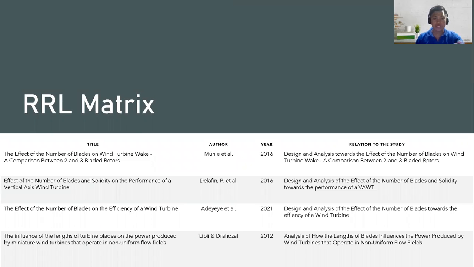The slide shows the studies entitled The Effect of the Number of Blades on Wind Turbine Wake: a comparison between 2 and 3 bladed rotors, Effect of the Number of Blades and Solidity on the Performance of a Vertical Axis Wind Turbine, The Effect of the Number of Blades on the Efficiency of a Wind Turbine, and The Influence of the Lengths of Turbine Blades on the Power Produced by Miniature Wind Turbines that Operate in Non-Uniform Flow Fields.